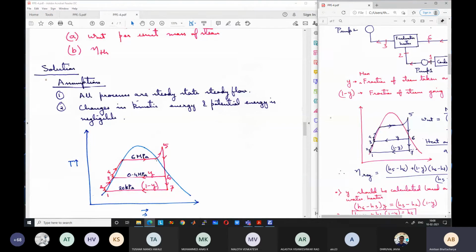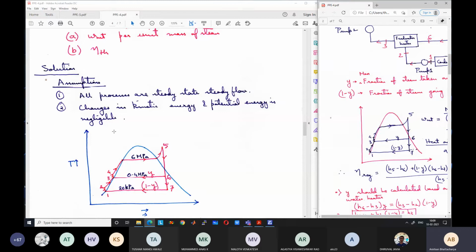And the second thing is that the changes in kinetic energy and potential energy are negligible as compared to the enthalpy changes. The enthalpy changes due to phase change and heating or work output are much larger as compared to enthalpy changes due to change in kinetic energy or potential energy. So we can neglect those.